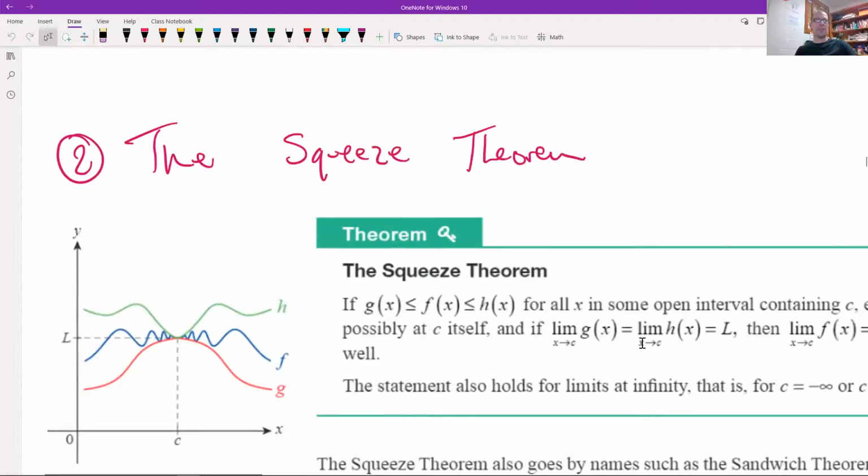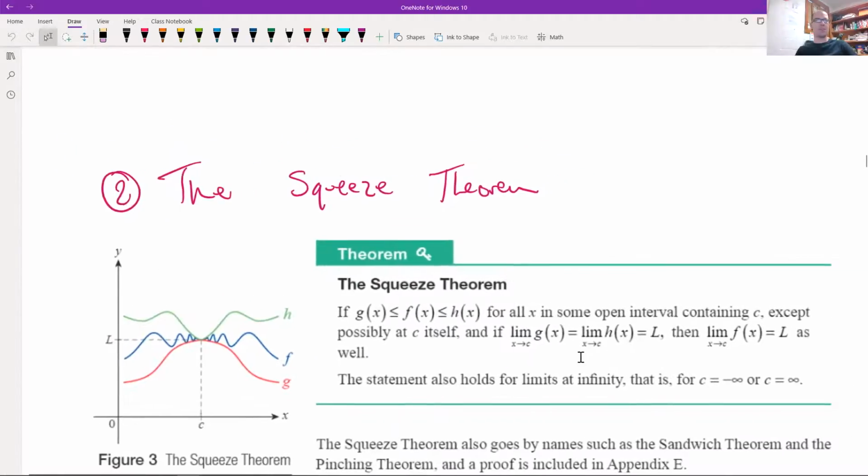The squeeze theorem is the next big thing that I think we should spend some time on because that's new.